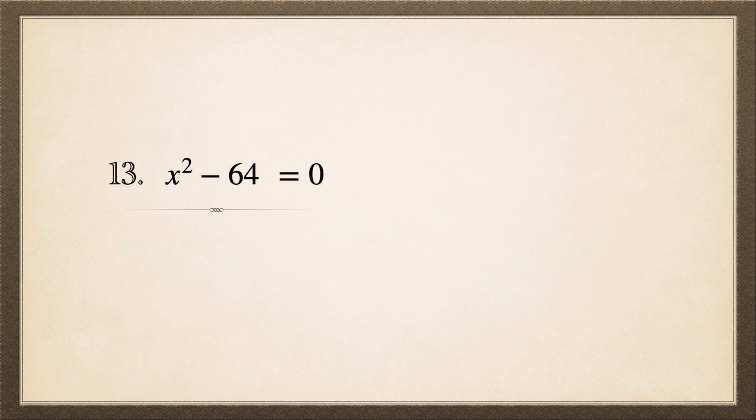All right. So now, let's look at 13. Again, I can see that it's already set equal to 0. And again, it's not a trinomial. So I'm looking at it and there's no GCF. But wait a minute. It is a binomial. And the first term is a perfect square, and it is being subtracted. And the last term is a perfect square. So it must be a difference of squares.